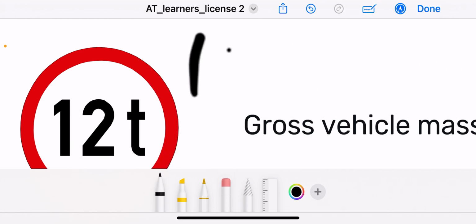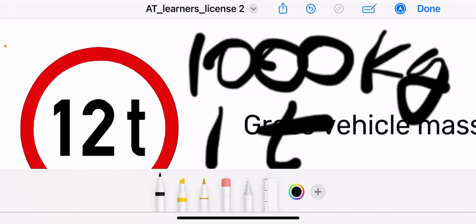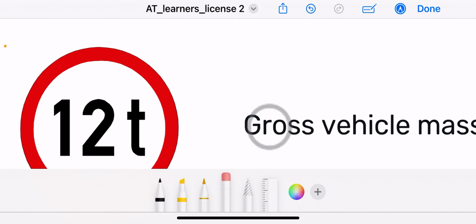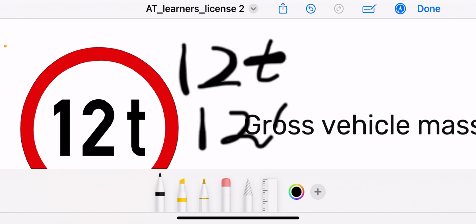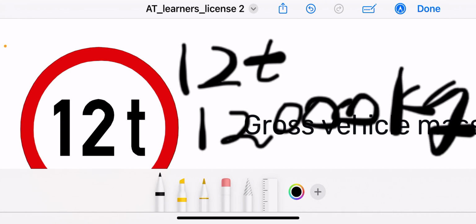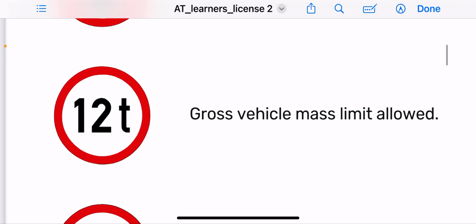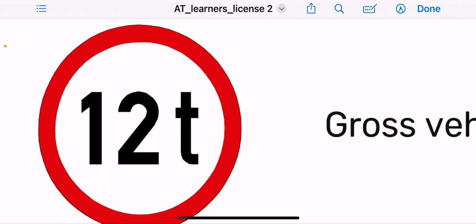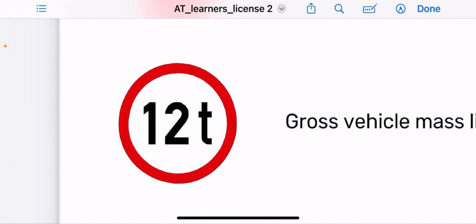Tons, you say 1,000 kilograms is equivalent to 1 ton. So then that means 12 tons is equivalent to 12,000 kilograms. Since this is the limit, they're telling you that if you are driving a vehicle that is more than 12 tons, you must not drive. You are not allowed. You are prohibited to drive on this road.